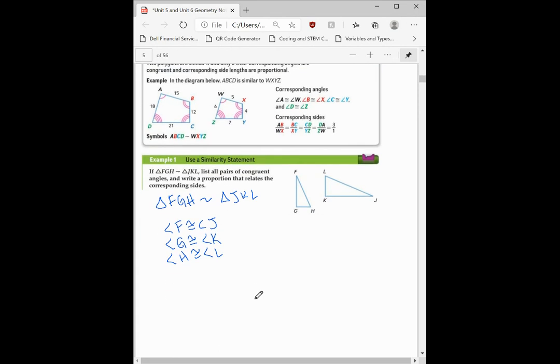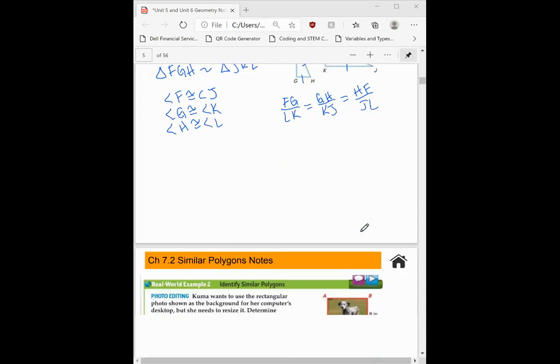Now let's look at the corresponding sides. Well, FG is going to be proportionate to JK. GH is going to be proportionate to KL. And then HF is going to be proportional to LJ. Okay, and that's all. That's all it's asking for us to do. Okay, let's go ahead and look at the next example.